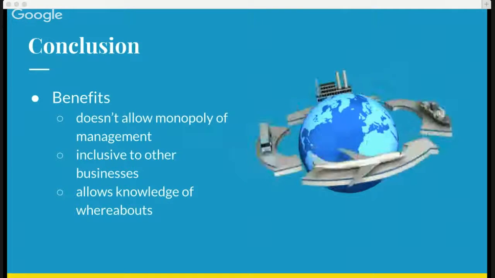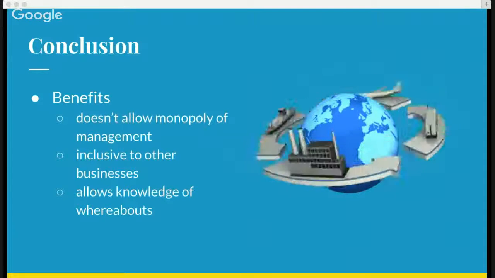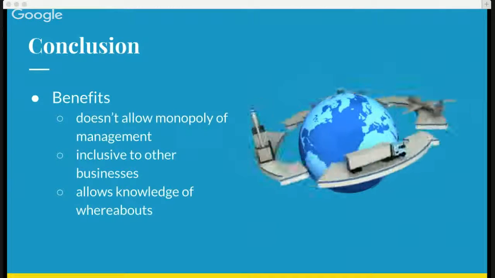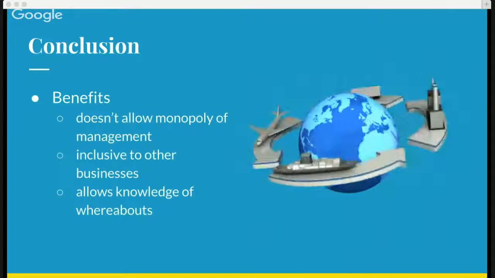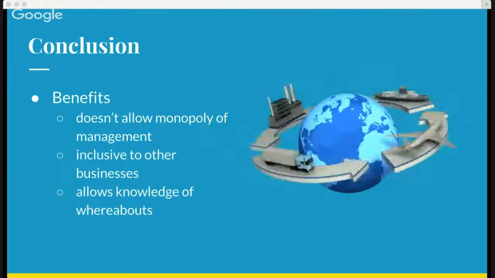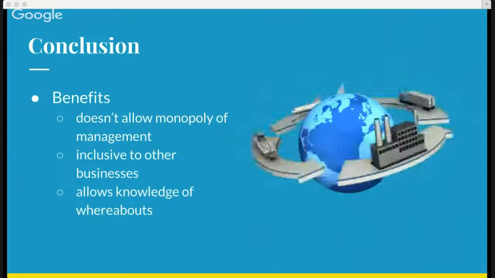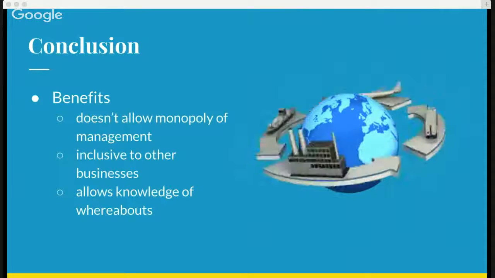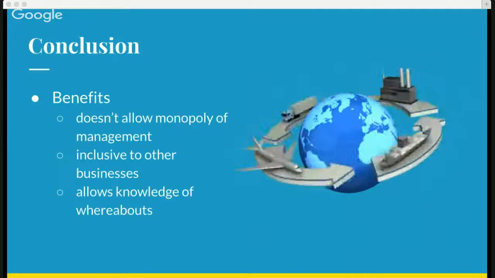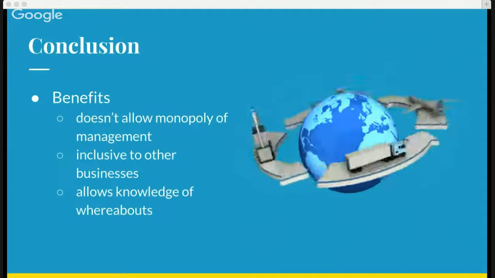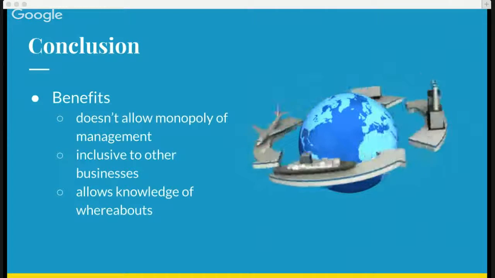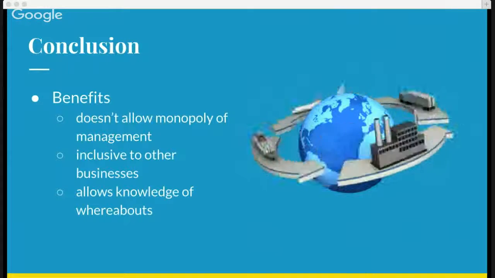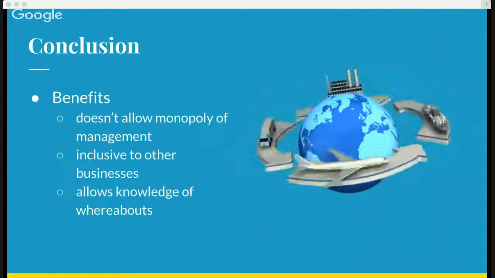It doesn't allow monopoly of management. There's very few companies that make, sell, distribute, and handle their very own product. There's usually maybe tens to hundreds of companies that touch the same product that eventually goes to you, which means it's inclusive and supports camaraderie between large corporate level businesses. And it also allows customers to know what's happening with their individual package.